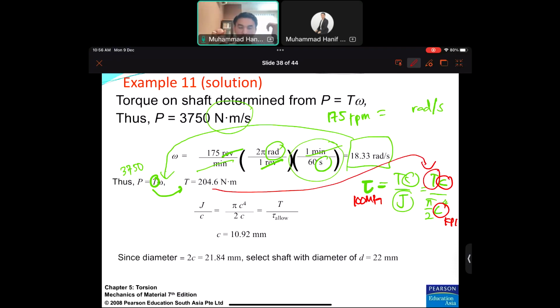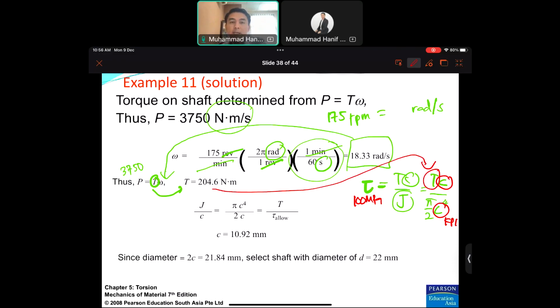So in this case, make sure that you remember to get the answer according to the question. The question asks to find the diameter, so you have to times by 2, and you have to find the nearest mm. So when you have 21.84, the nearest mm can be 22 millimeter or 21 millimeter. Okay, these are the nearest ones.